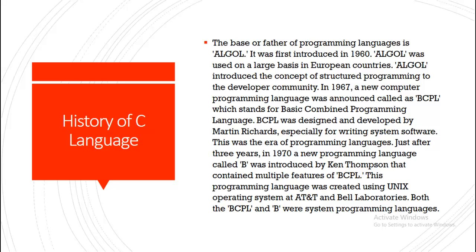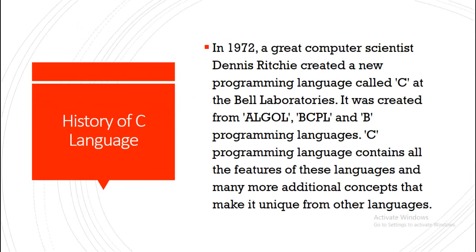This was the era of programming languages. Just after 3 years, in 1970, a new programming language called B was introduced by Ken Thompson that contained multiple features of BCPL. This programming language was created using the Unix operating system at AT&T Bell Laboratories. Both BCPL and B were system programming languages. History of C language. In 1972, a great computer scientist, Dennis Ritchie, created a new programming language called C at the Bell Laboratories. It was created from ALGOL, BCPL, and B programming languages.